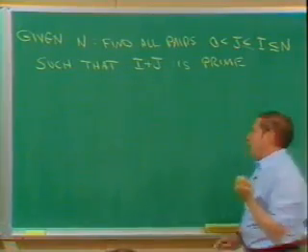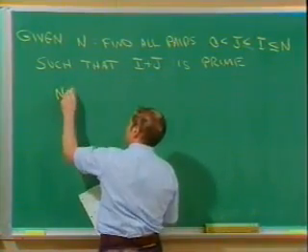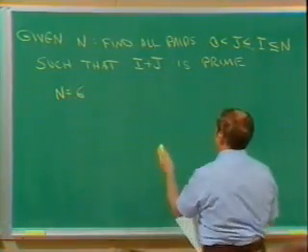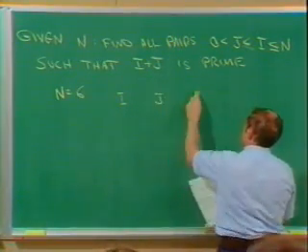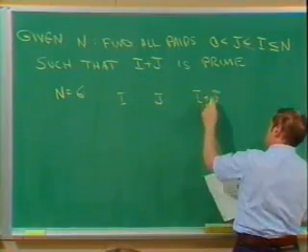So for example, if n equals 6, let's make a little table here: i and j and i plus j.